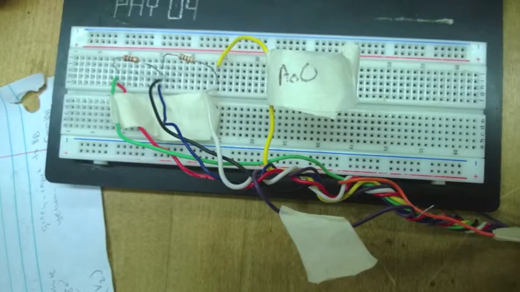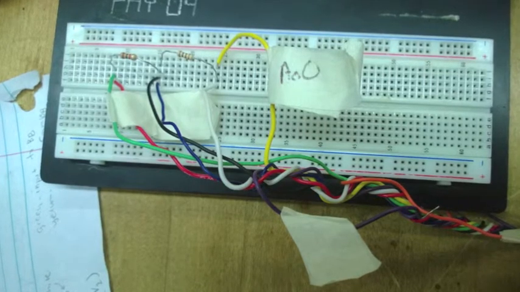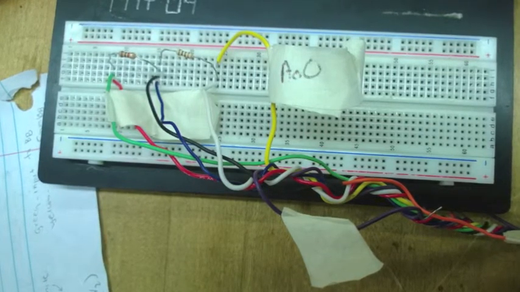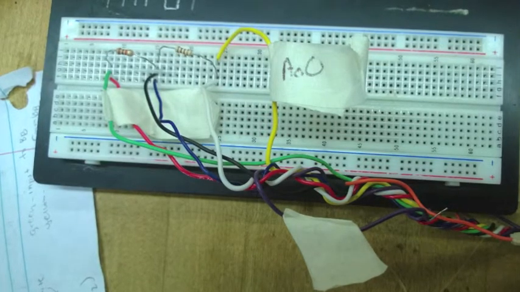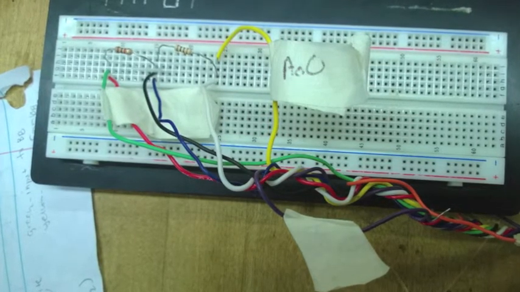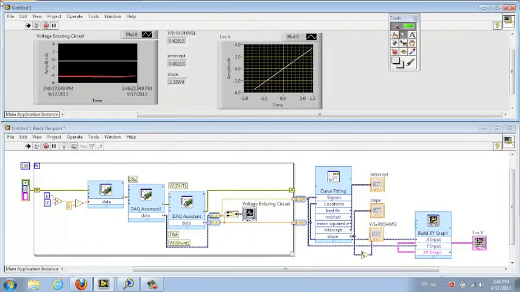This is our first setup, which utilizes a 100 ohm resistor, and we are using a resistor of known resistance so that we can ensure that our LabVIEW VI is functioning correctly. The first DAC assistant controls the voltage into the circuit, which we set to a range of plus or minus 5 volts.